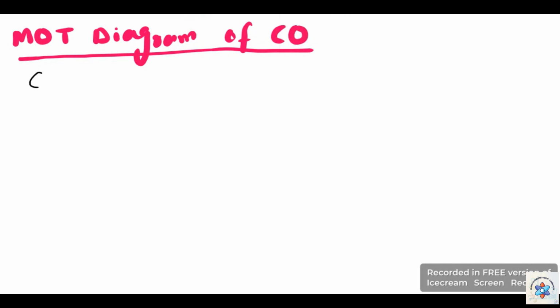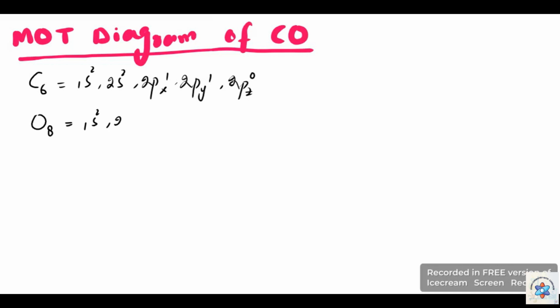As we know, the atomic number of carbon is 6. Its configuration is 1s2, 2s2, 2px1, 2py1, and 2pz0. Now I will mention the electronic configuration of oxygen, that is 1s2, 2s2, 2px2, 2py1, and 2pz1. Now we will draw the MOT diagram of carbon monoxide.